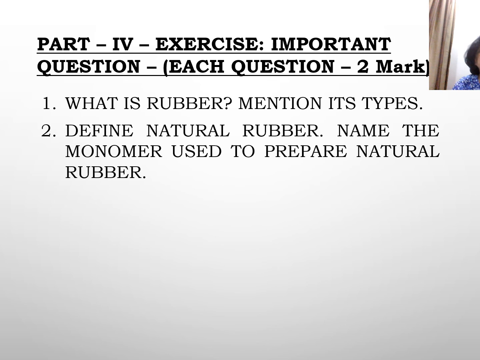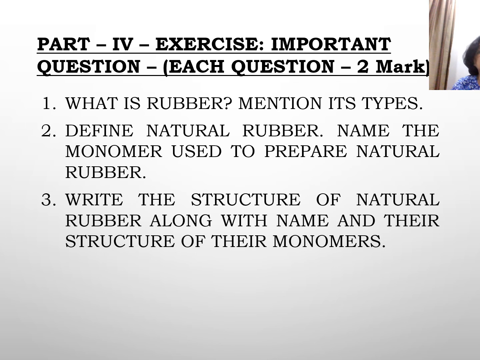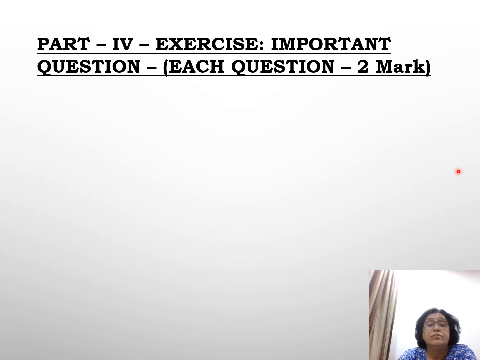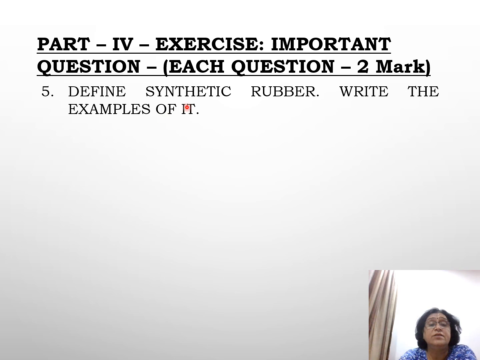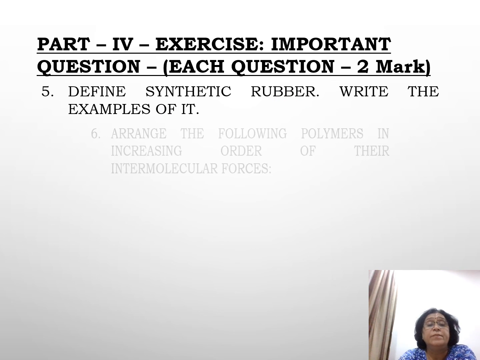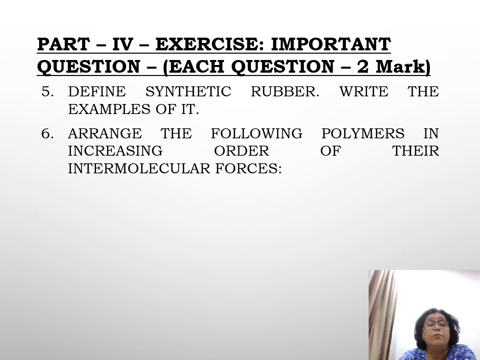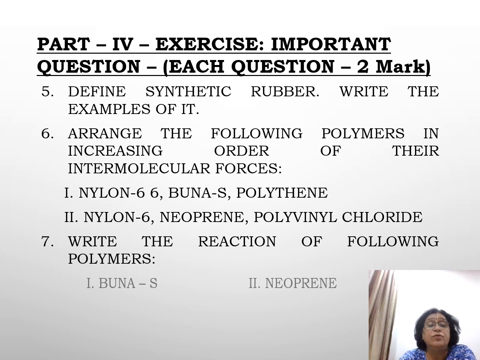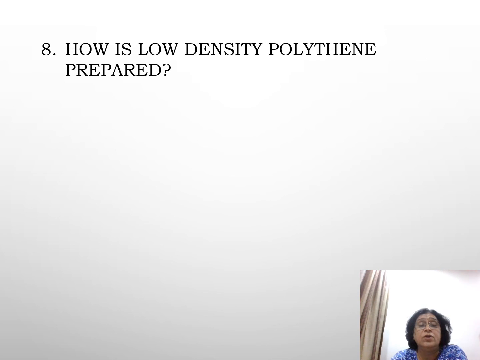Okay, these are some of the questions. You can solve these questions. These are important questions, actually of 2 marks. Define synthetic rubber. Write the examples of it. Arrange the following polymers in the increasing order of their intermolecular forces. Now write the reaction of the following polymers: Buna-S, neoprene. So you can solve these questions, and if you have doubts, you can always come back.